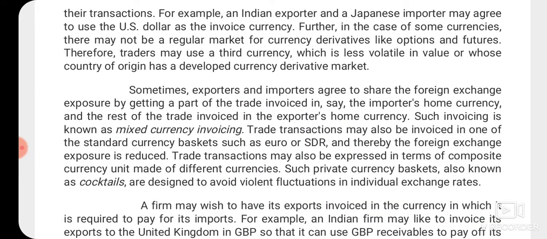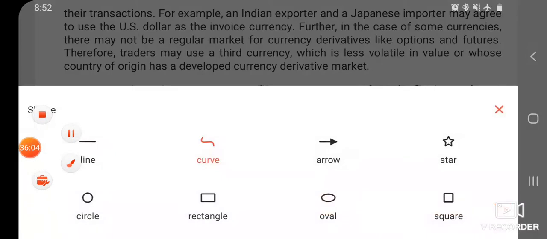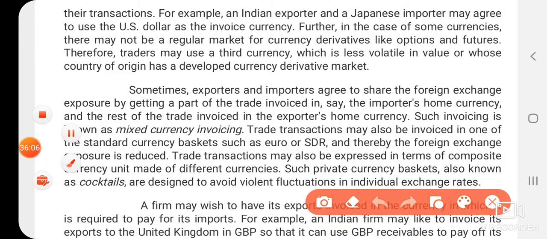trade transactions may also be invoiced in one standard currency basket such as euros or special drawing rights, and there may be foreign exchange exposure reduced. We know that. In the previous example, in order to avoid it they used the currency of others. Here also, when there is a trade transaction there may be use of standard currency baskets, meaning this type of currencies like special drawing rights. Why? In order to reduce the foreign exchange exposure.